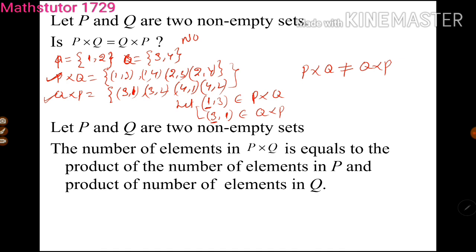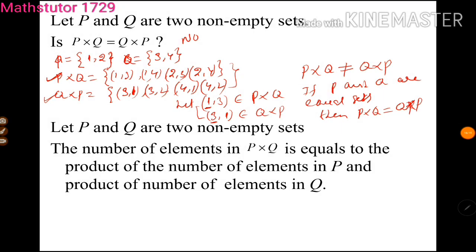But when can we say P cross Q is equal to Q cross P? If P and Q are equal sets, then it happens. If P and Q are equal sets, then P cross Q is equal to Q cross P.